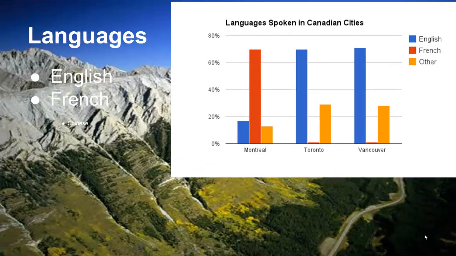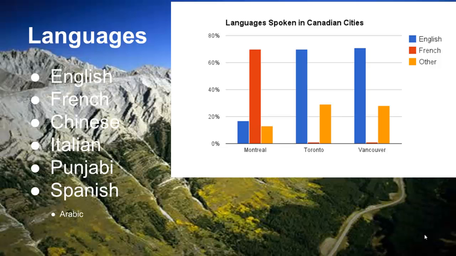There are many languages spoken in Canada. Some of the popular languages are English, French, Chinese, Italian, Punjabi, Spanish, and Arabic. The graph on the top right shows the distribution of languages spoken in Montreal, Toronto, and Vancouver, the major cities of Canada. Over 70% of people in Montreal speak French. Nearly 30% of people in Toronto and Vancouver speak other languages.